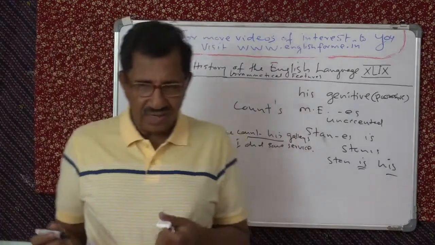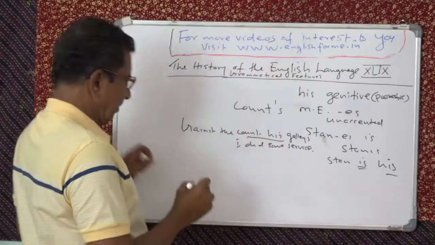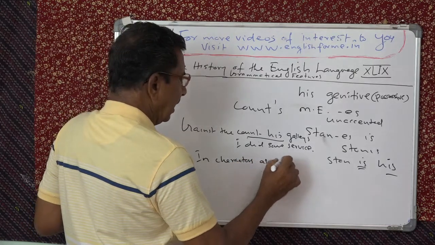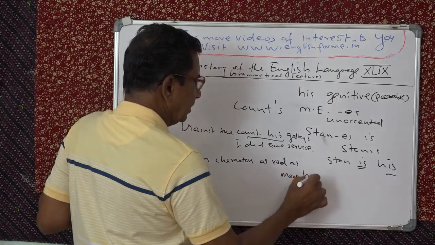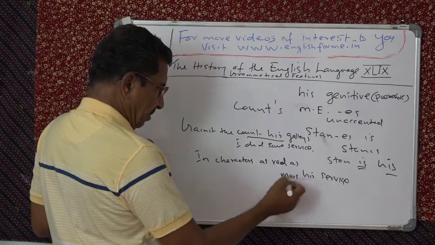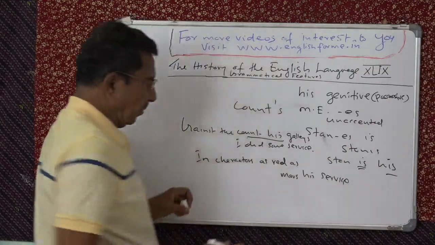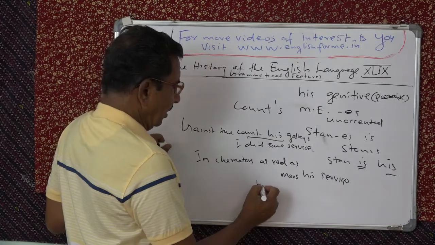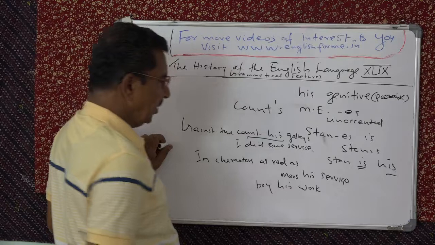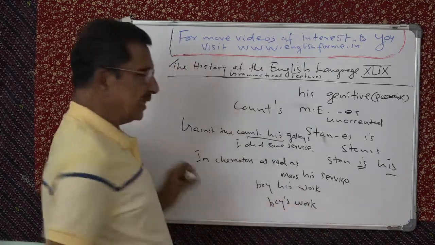Shakespeare uses lines like this: in characters as read as Mars his service. This ought to be Mars's service. Instead of saying Mars's service, he said Mars his service. An illogical statement. A modern equivalent I can tell you like this: boy his work. It ought to be boy's work. So this is called the his genitive.